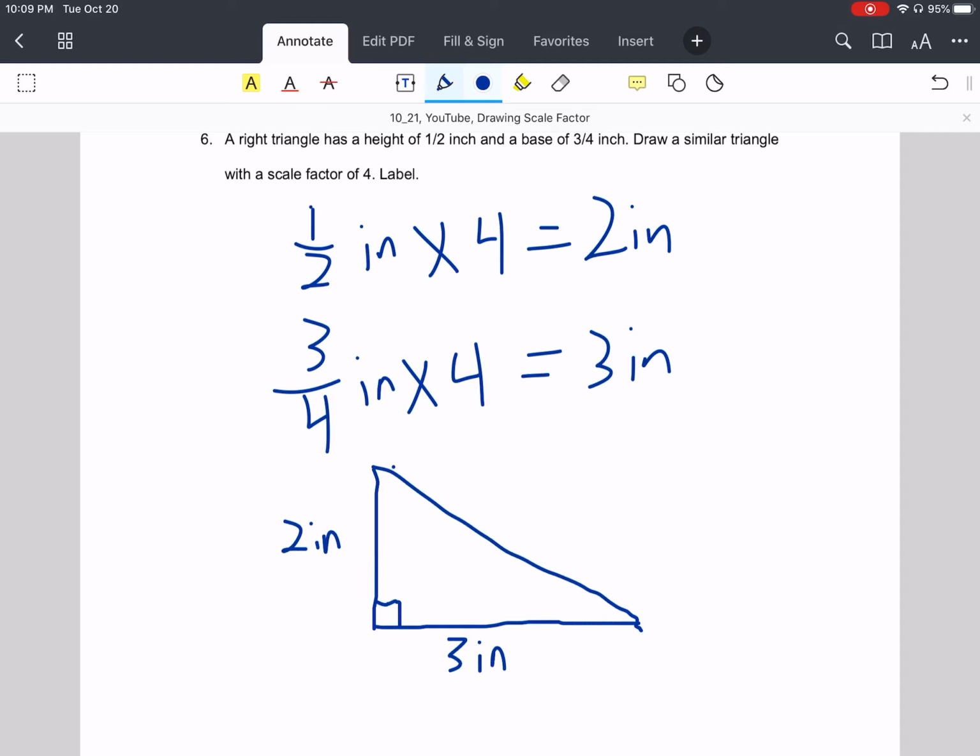If you could do all these problems in the examples, that means you're going to be able to do your short assignment today. Find the new dimensions, draw your pictures with ruler, take your time and do your best, and don't forget to label. Good luck.